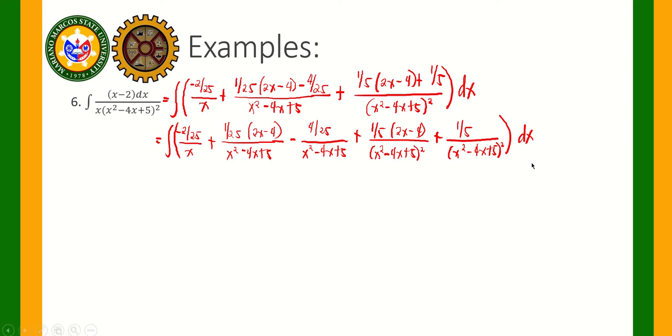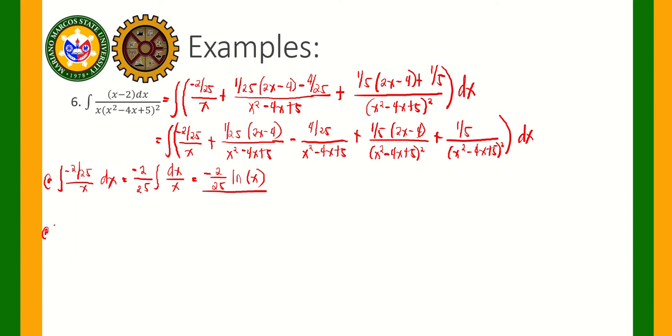So we separately integrate each term. So the integral of negative 2 over 25 over x dx. Okay, so isolate natin si constant. That is equal to negative 2 over 25, the integral of dx over x, and this is equal to negative 2 over 25 ln of x. Okay, so we have the first term.